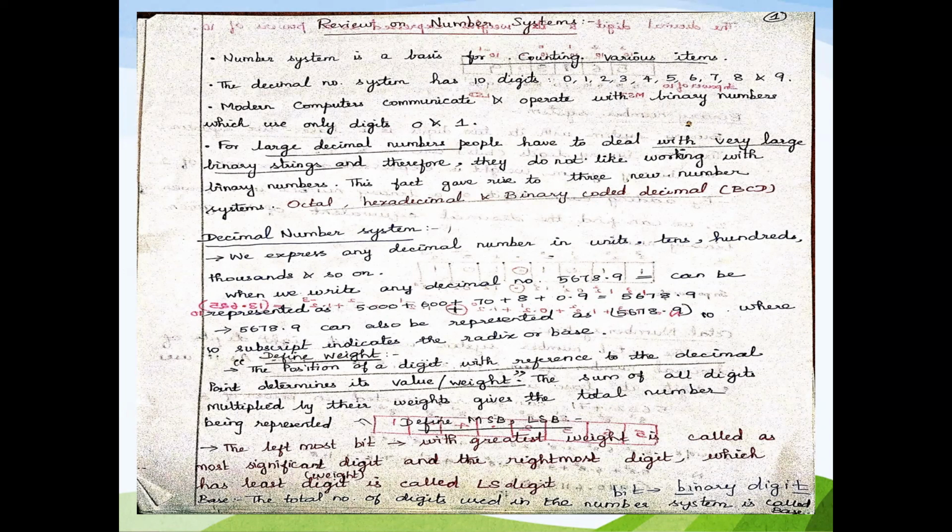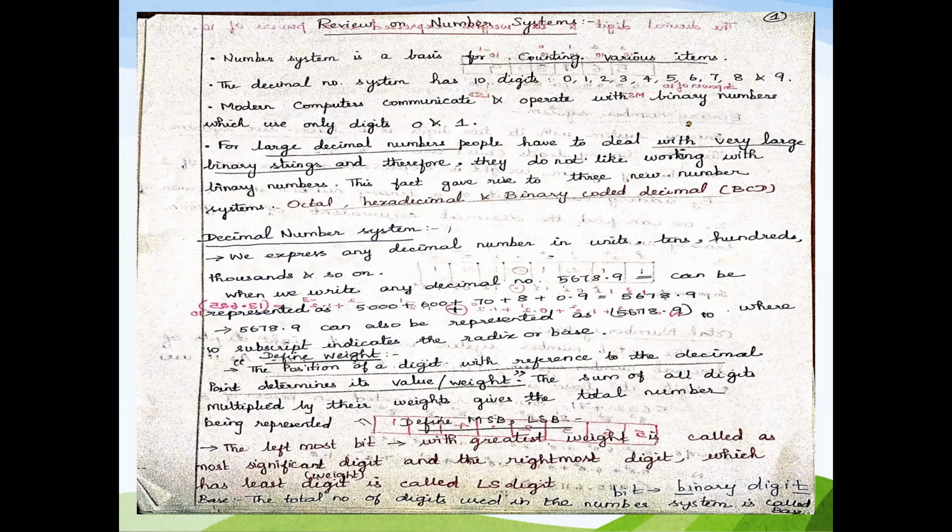For example, see the same example 5678.9. 8 is in the unit place, 7 in the tens position, 6 in the hundreds position and 5 in the thousands position. Accordingly, the number 5 will have the weightage with respect to 1000, whereas the number 7 will have the weightage with respect to 10. Hence you get 70 and hence you get 5000. That represents the weight. So the sum of all the digits multiplied by their weights gives the total number being represented.